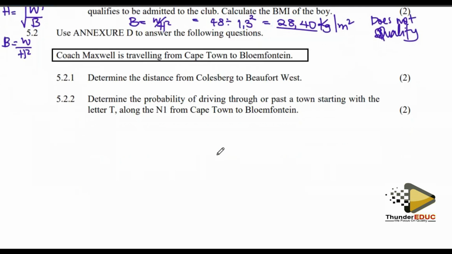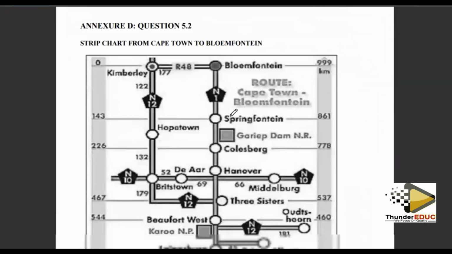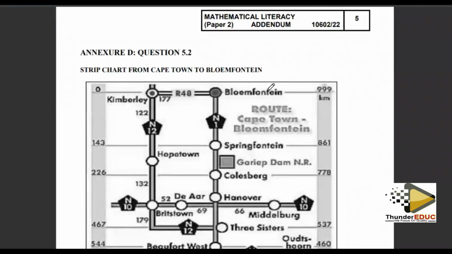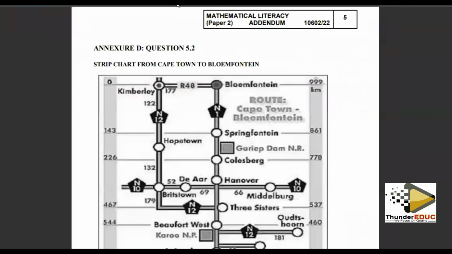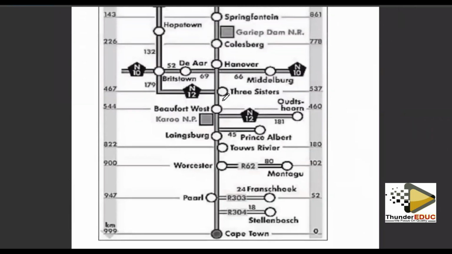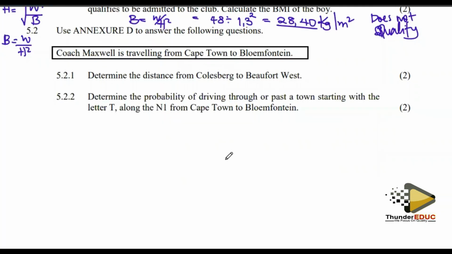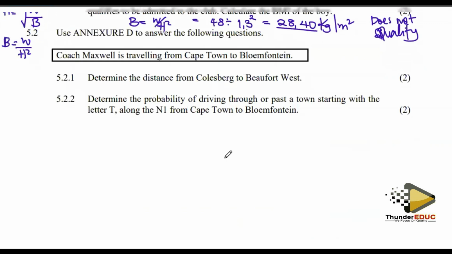Anyway, question number 5.2.1. Use annexure D. We check on annexure D. Wow, this is a map, and the name of the map is called a strip map or a street chart. All right, straightforward. It shows from one end to another. Determine the distance from Colesberg to Beaufort West.